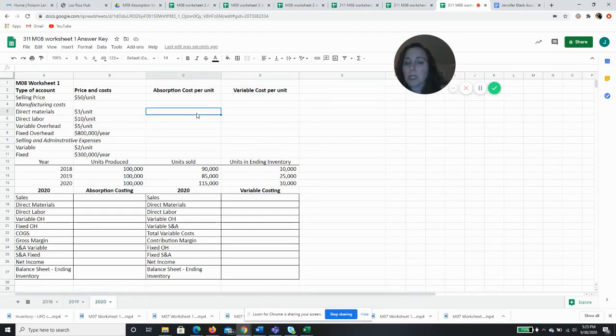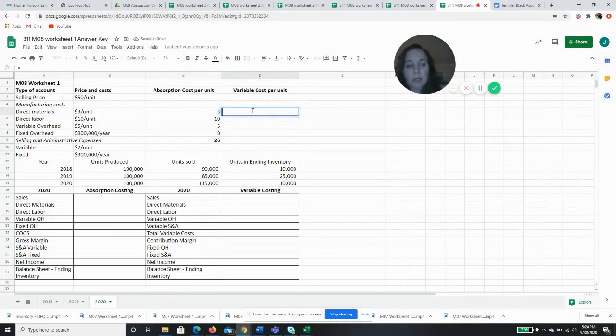Under absorption in 2020, $3 per unit for direct materials, $10 a unit for direct labor, $5 a unit for variable overhead. And our fixed overhead per unit is going to be the total for the year of 800,000 divided by the units produced in 2020, which is 100,000 or $8 a unit. And total product cost under absorption costing will be $26 a unit.